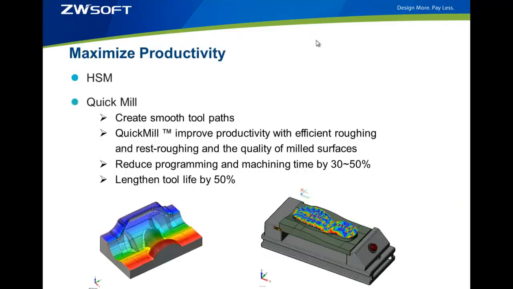Now here are some highlights of Quick Mill. First, it can create a smooth toolpath. And Quick Mill can improve productivity with efficient roughing and rest roughing, and also it can help users reduce programming and machine time. With the track function, it can also help users save tool cost. It also supports the high-speed machining technology.